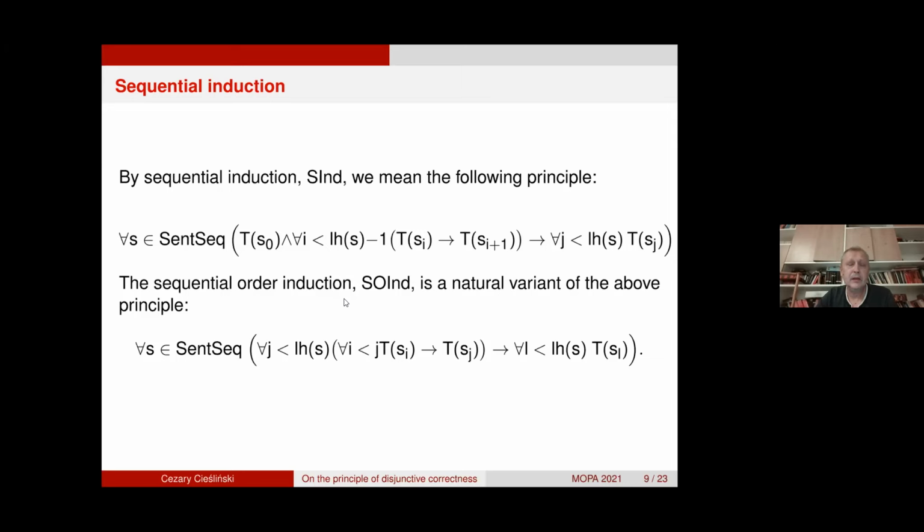And the second principle, sequential order induction, is like a course of values recursion. If for every j, from the truth of all elements up to j, without j, the truth of j follows, then all elements of the sequence are true. These principles are closely related to delta zero induction, as will be seen in what follows.